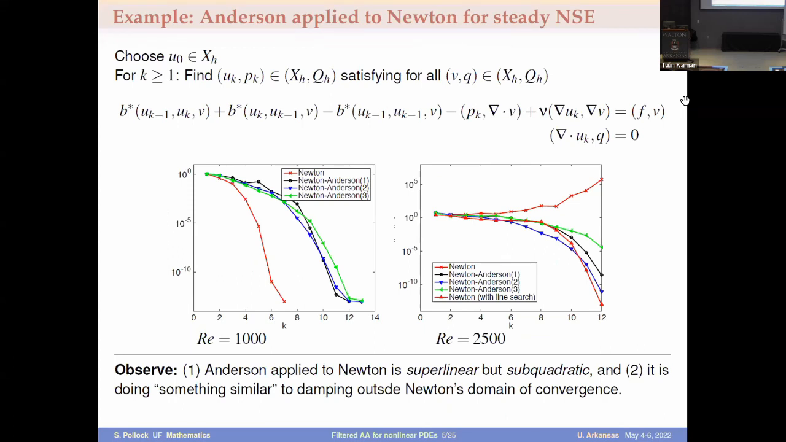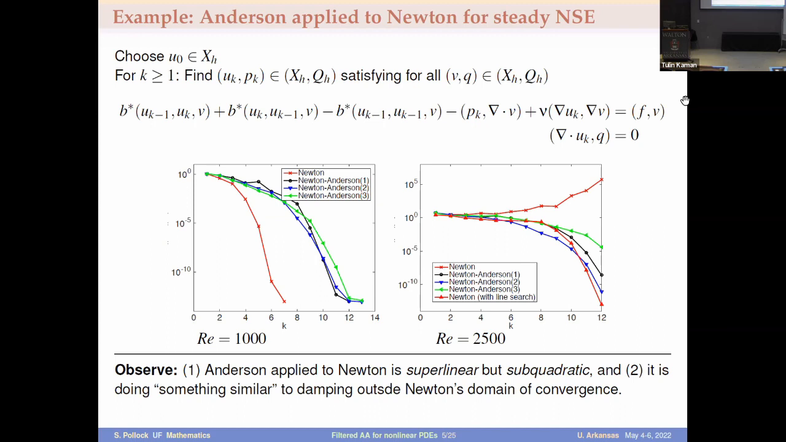Here's another example. It's kind of the same example, except now we're applying Anderson to a Newton iteration for the same problem. A couple of interesting points here. With a low Reynolds number, Newton is converging very nicely, and it's this red line here. If we apply Anderson, and here we're just doing 1, 2, and 3 to the Newton iteration, we're still converging, but you see we're not getting quadratic convergence. We're getting superlinear convergence. So we've made things worse, so we don't necessarily want to do that.